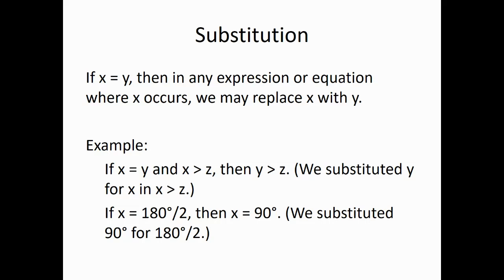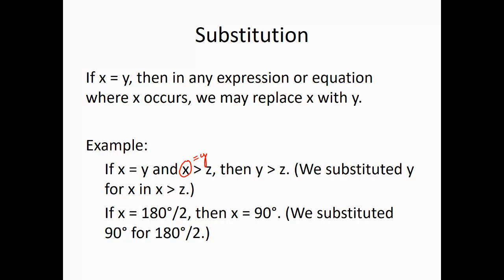So here are some examples, and this will perhaps seem a little bit more complex. So let us say that we know that x is equal to y and that x is greater than z. It follows by substitution that y is greater than z. And how did that happen? Well, consider the inequality x greater than z. That x we know is equal to y, and since it is equal to the y, we may substitute y for it. And when we do, we get y is greater than z. So that's an example of substitution.